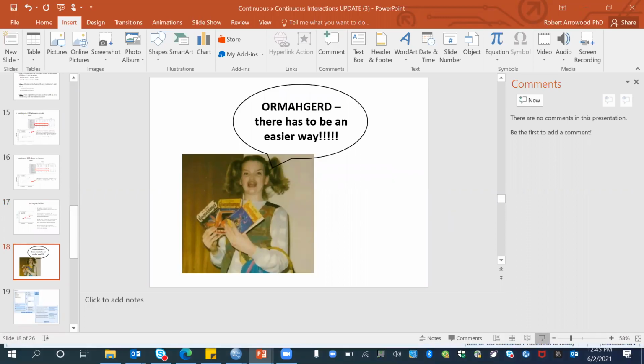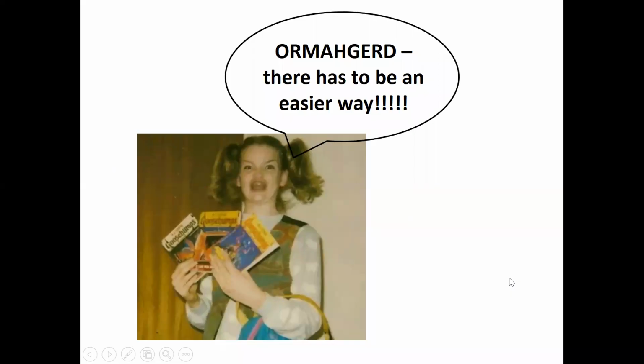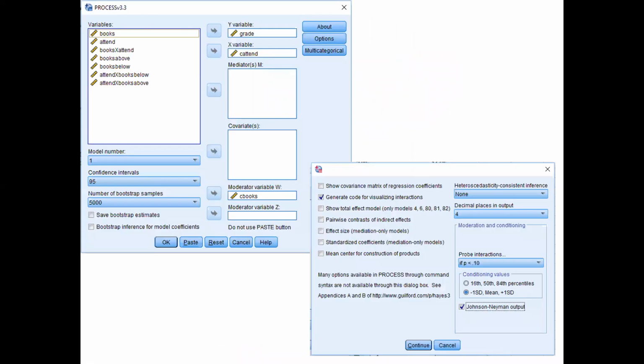And so you have to ask yourself, there has to be an easier way to run this. And sure enough, there is. You don't have to do this the longhand way anymore, thanks to Process. Process is a free macro for SPSS, for R, and I think they've just added it to SAS also. You can literally just Google Process. It's Andrew Hayes, who, if you don't know who Andrew Hayes is, is probably one of the premier statisticians of our time. He has written tons of books and wrote this program.